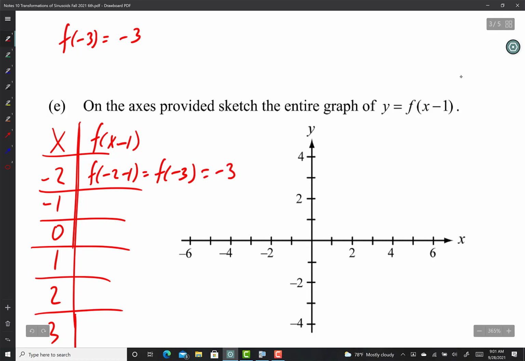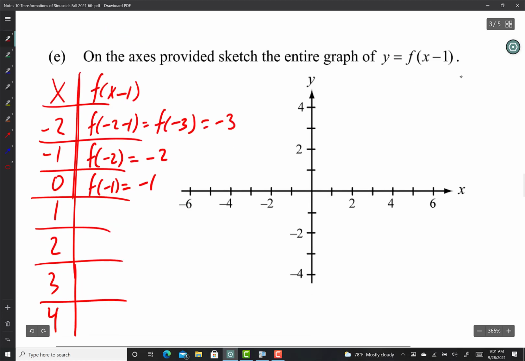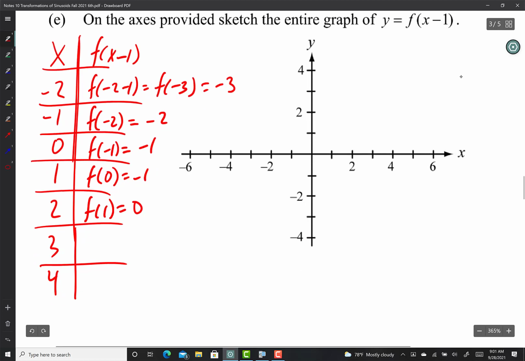Now you can see why everything moves to the right one time. Look. Negative 1 minus 1, that's negative 2. f of negative 2 is, I already forgot, negative 2. f of 0 minus 1 is negative 1. f of negative 1 is negative 1. f of 1 minus 1 is f of 0, which is again negative 1. f of 2 minus 1 is f of 1, which is 0.